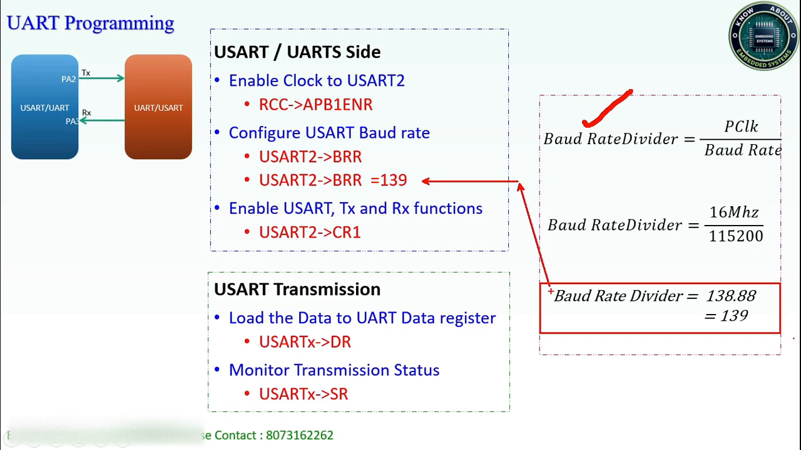This value we have to load into the register like this, USART2 BRR. BRR stands for baud rate register. Baud rate register it is, right?